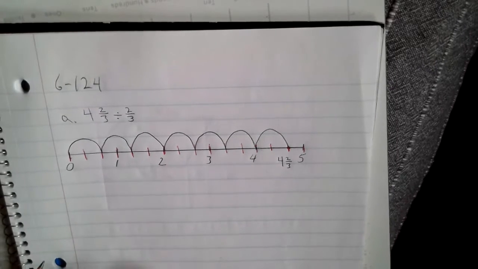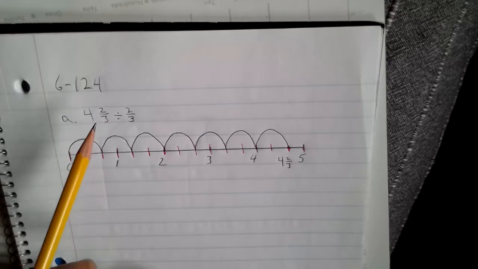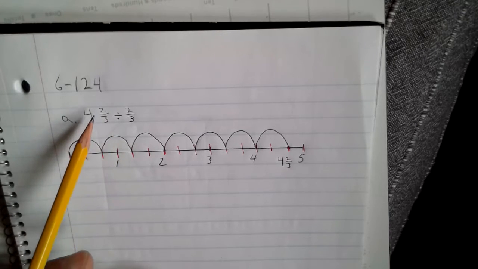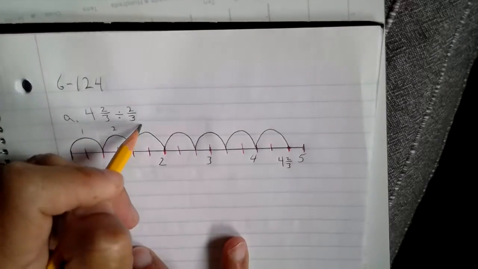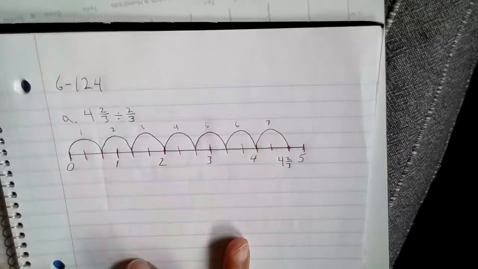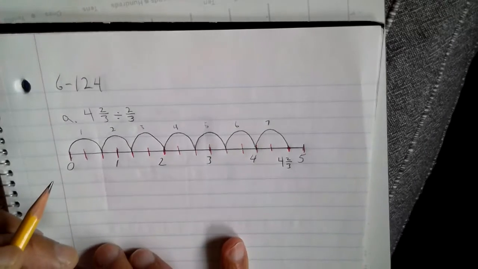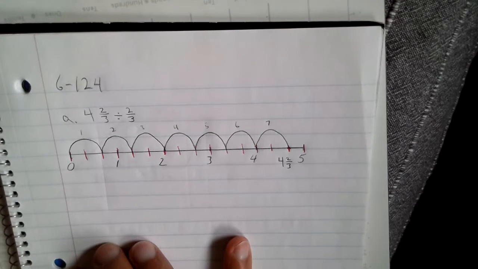So now we have 4 and 2/3 divided by 2/3. How many complete groups of 2/3 can we take out of 4 and 2/3? Well, let's see what we have. We have 1, 2, 3, 4, 5, 6, 7. So how many groups can we take out? We could take out 7.